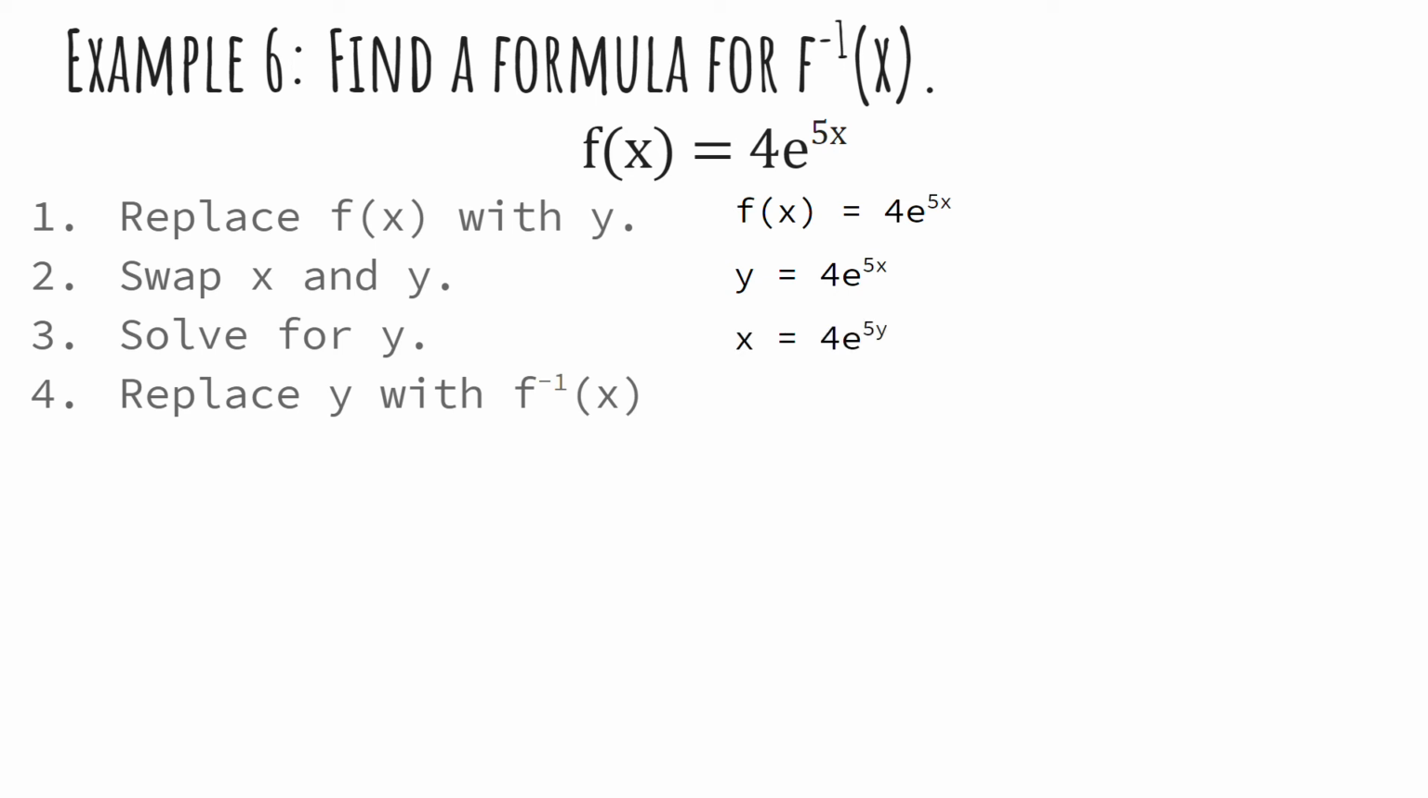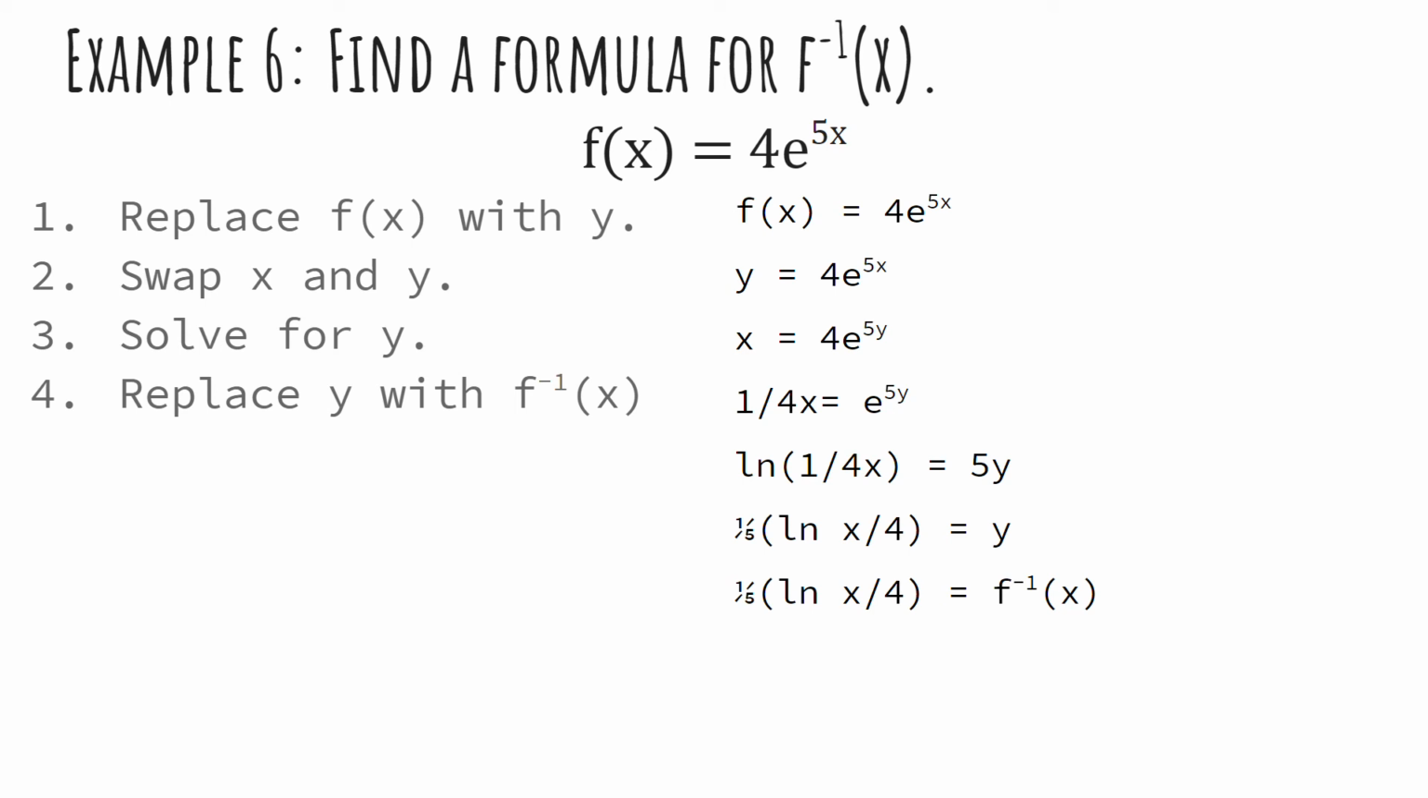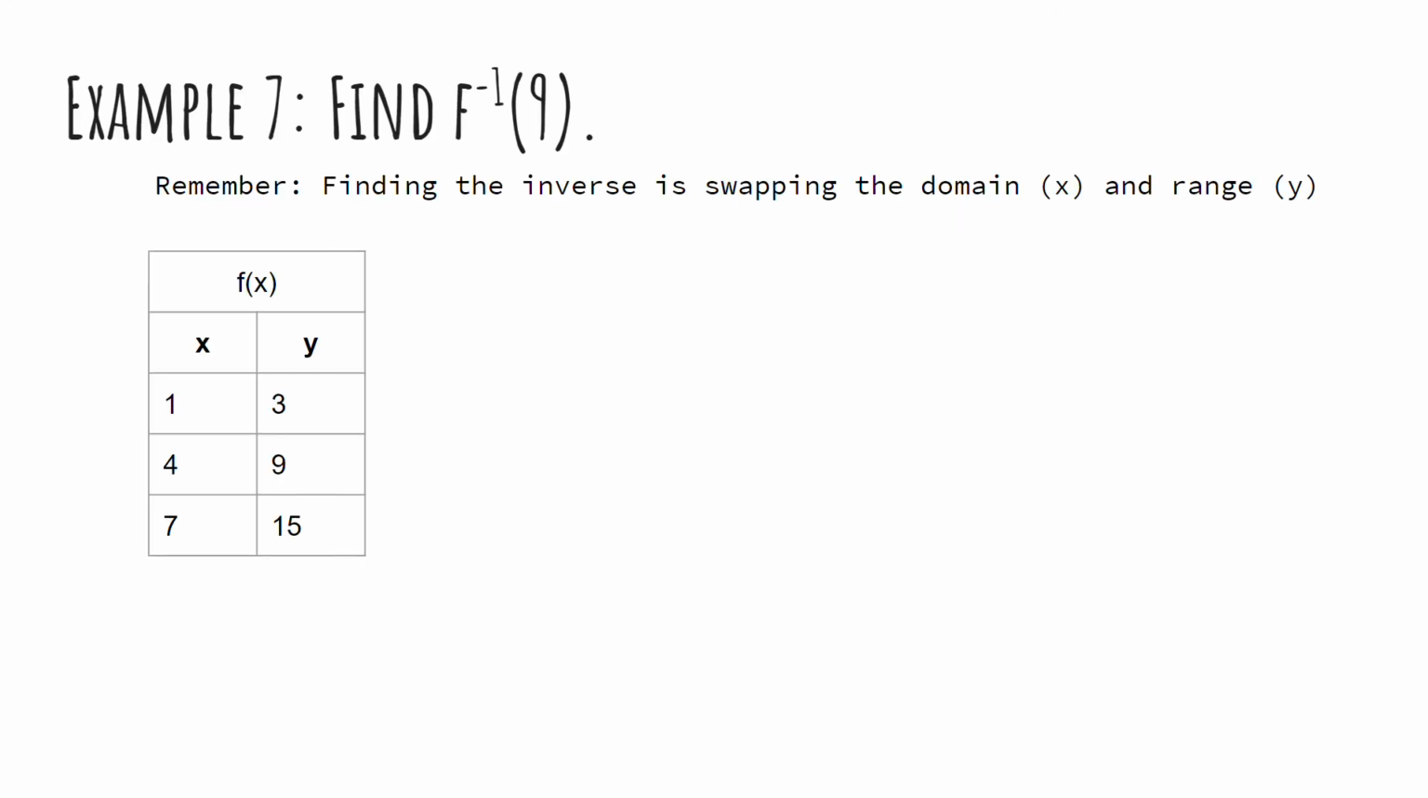We're going to get our base e by itself, so we'll divide both sides by 4. To cancel out the e, we're going to use a natural log. So we'll have a natural log of 1/4 x equals 5y. And if you haven't learned about logarithms yet, that's where that comes from. And then divide both sides by 5. And then replace it with your inverse function notation. So we won't deal with a whole lot of those until we start talking about exponential and logarithmic functions, but I did want to just kind of show that out there.